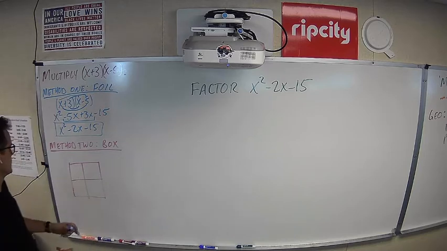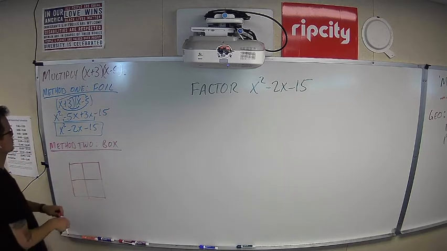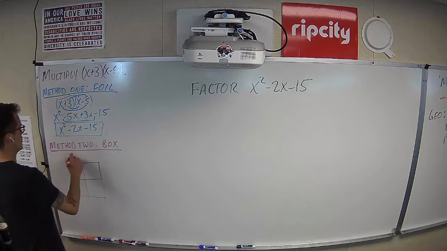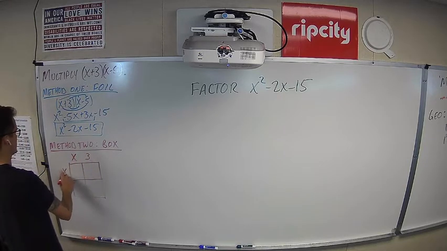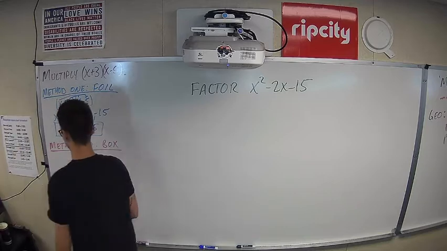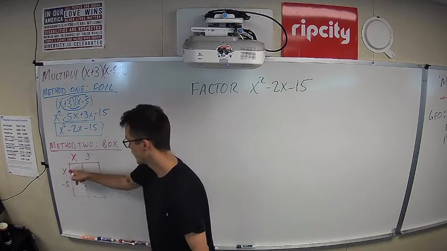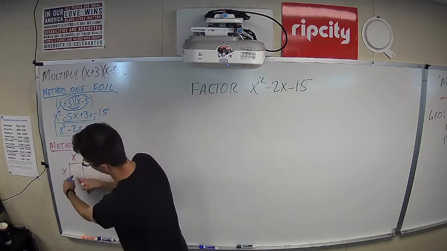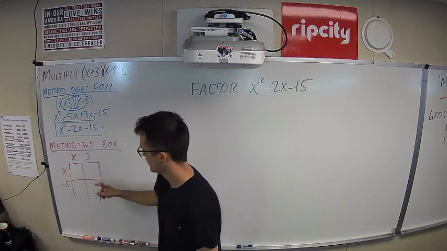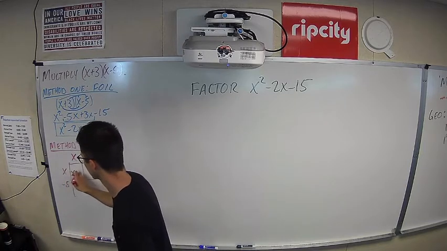The second method we learned is the box method, so we're going to do that one now. I already have my box drawn. I'm going to do my first binomial across the top, x plus 3, and then x minus 5 down the left-hand side. Remember, this entire row belongs to this x, and wherever it meets its partner, they multiply. So x times x is x squared.